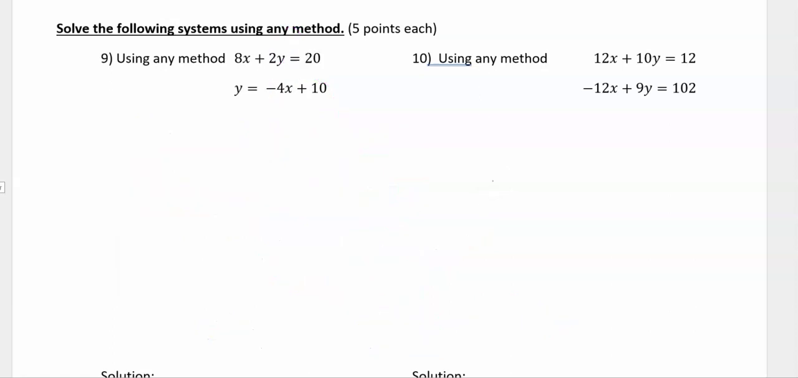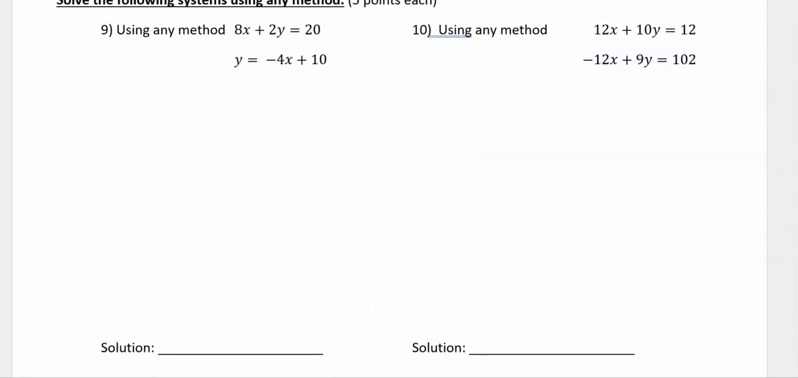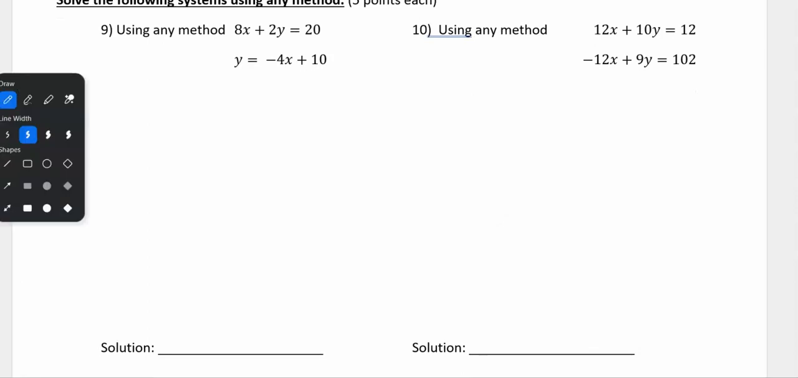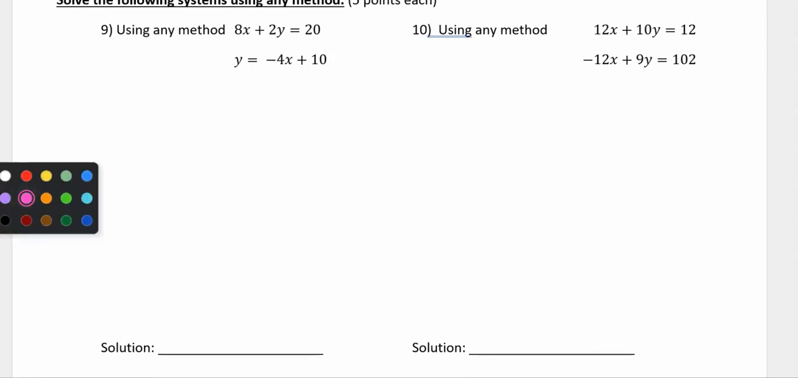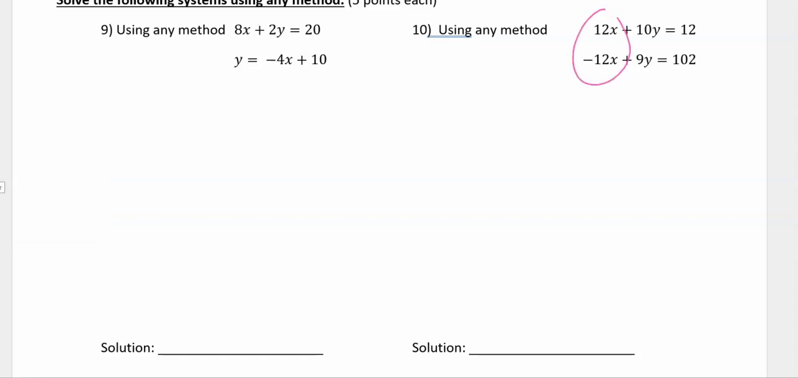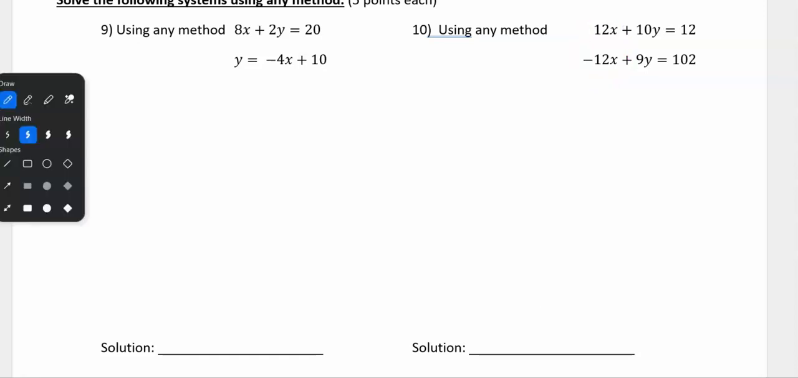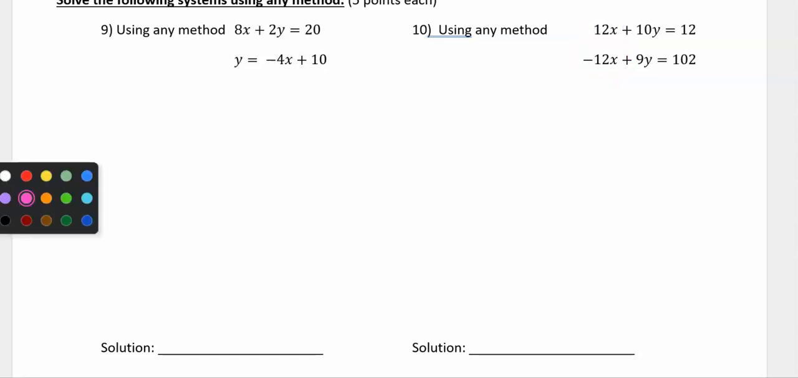All right, the next one, number 10, again, it says solve using any method. And if I step back and look at this one, you guys, this one's set up perfectly for elimination because I see that the x's, the coefficients are 12 and negative 12, which is exactly what I want. So I'm going to choose to do elimination on this one. It's set up, it's ready to go.